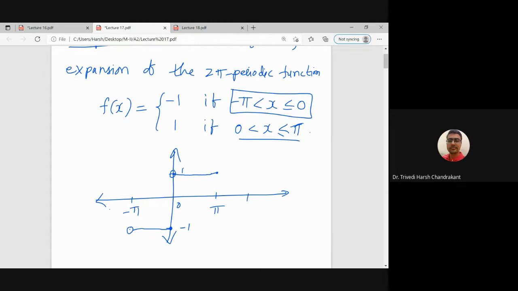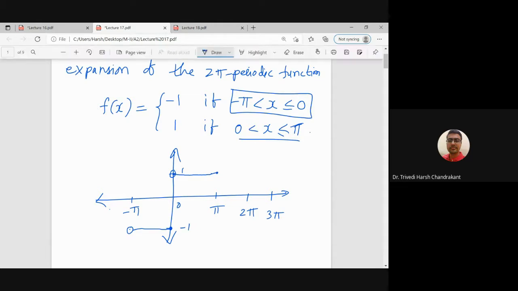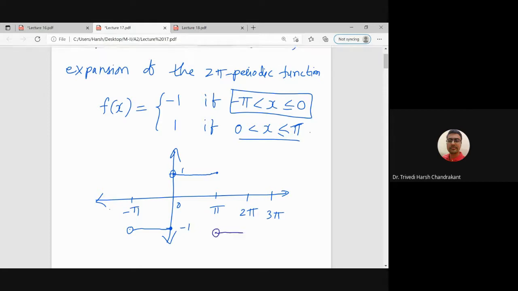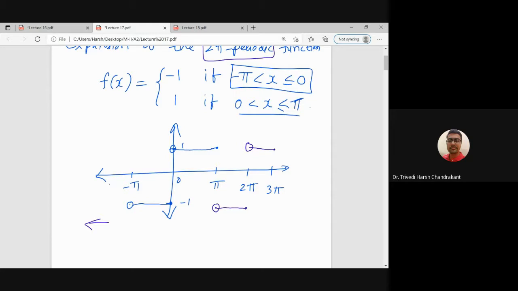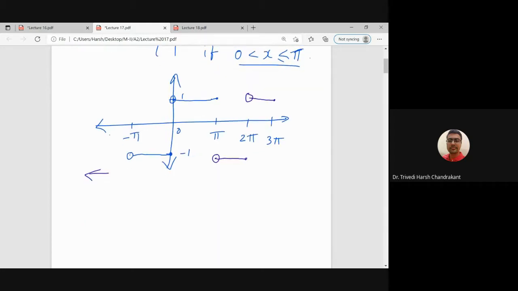So let me use some other color in that case. Now again the function will start. It is a 2 pi periodic function, so it will start like this. In the interval pi to 3 pi, because the function is 2 pi periodic, it will be defined in this way. Similarly on this side. Okay, so this is regarding the graph of the function.